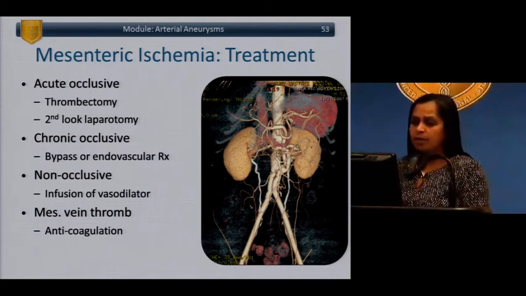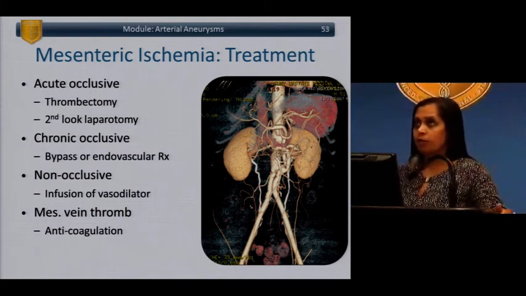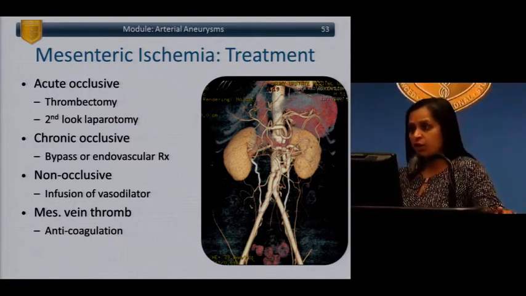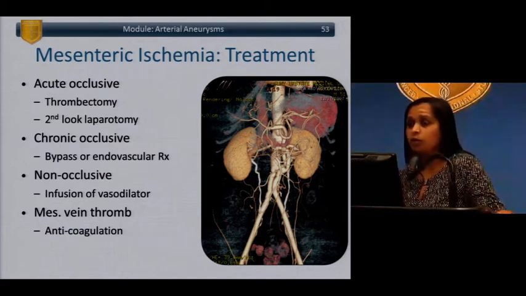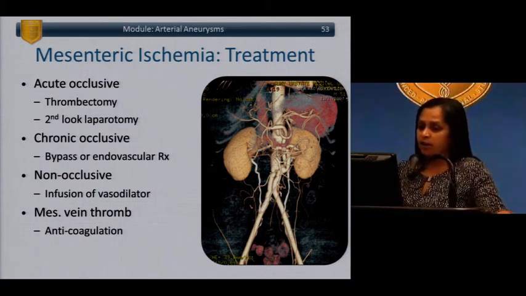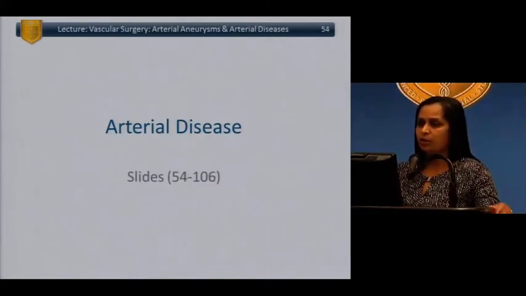For non-occlusive mesenteric ischemia, the mainstay of treatment is supportive and to try to improve the hemodynamic status of the patient, get them off the pressors. Occasionally, in very rare circumstances, you can put a catheter into the mesenteric vessel and infuse a vasodilator. And then anticoagulation is the mainstay of treatment for mesenteric venous thrombosis. In, again, very rare circumstances, you can consider thrombolysis.